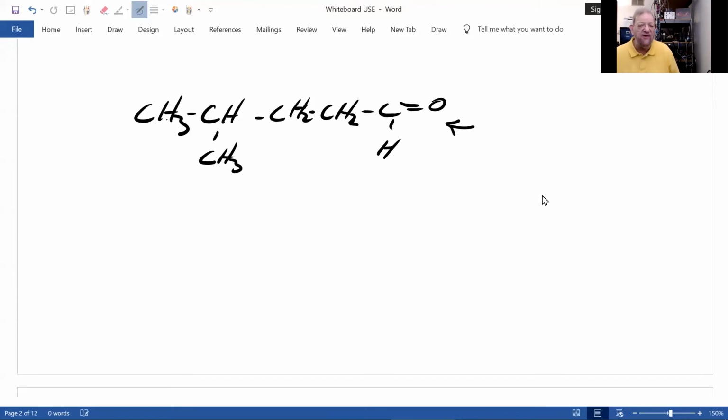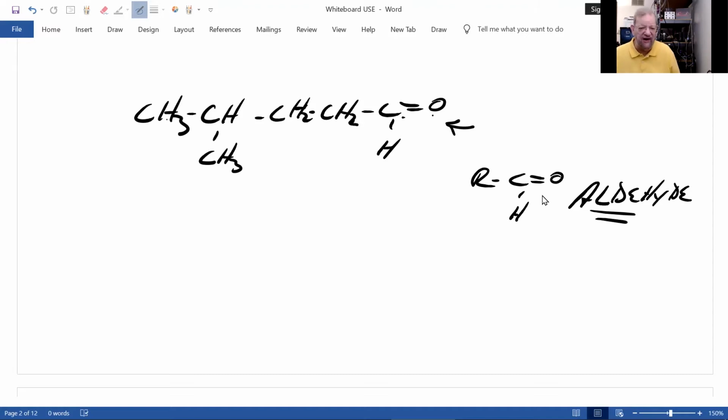I'll do this one. What do we have that's different? Ooh, carbon double bond to oxygen. It's carbon double bond to oxygen, a hydrogen, and carbons. This is an aldehyde. And how do you name it?